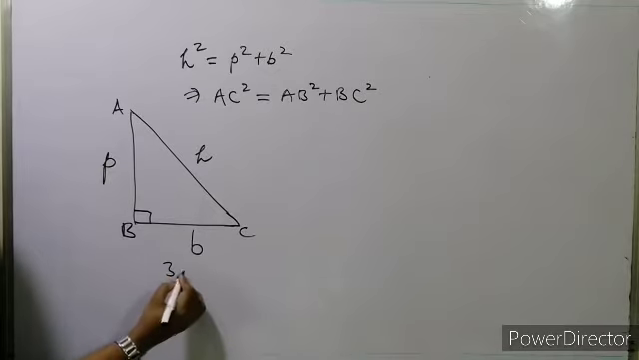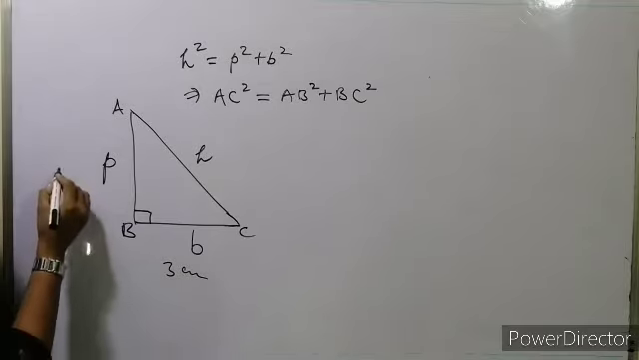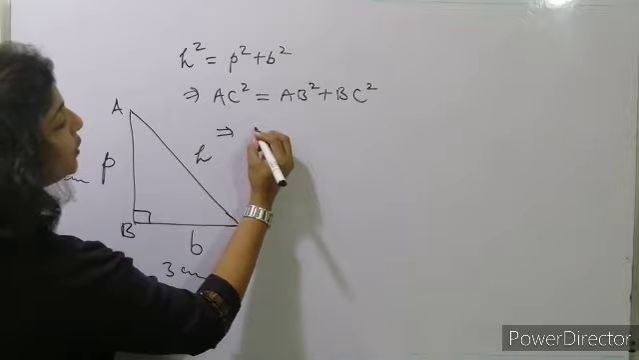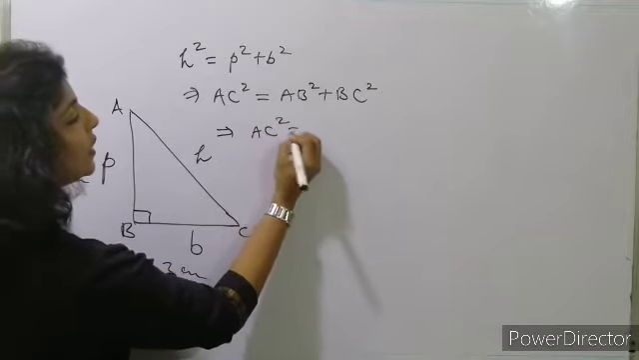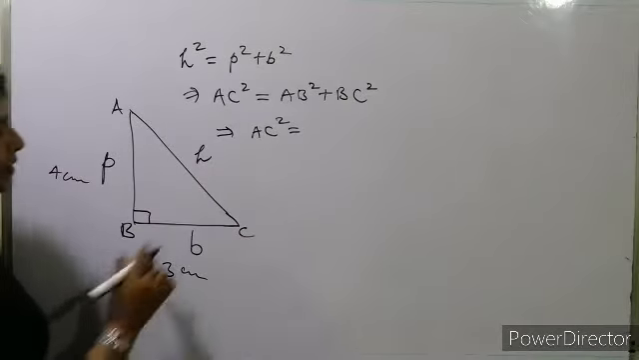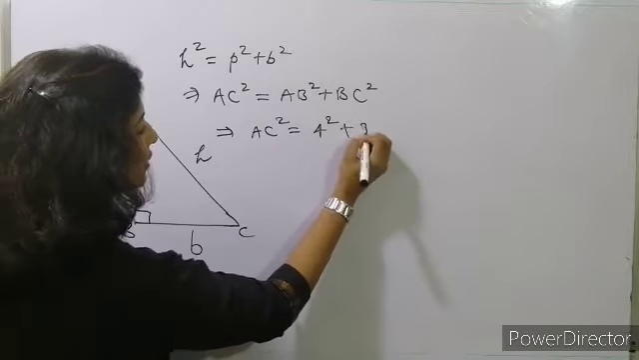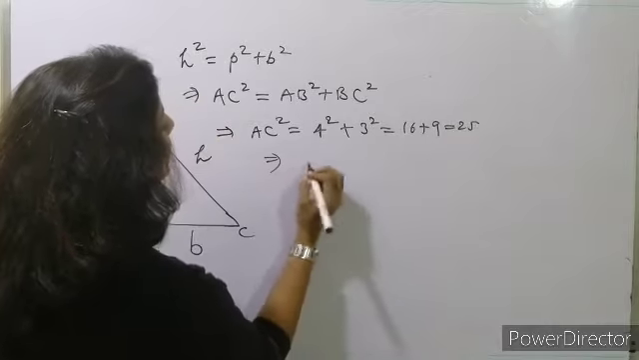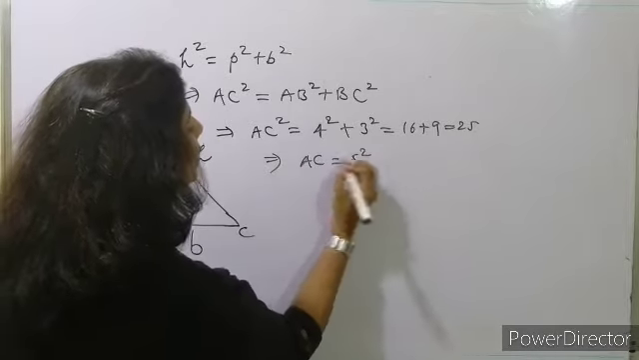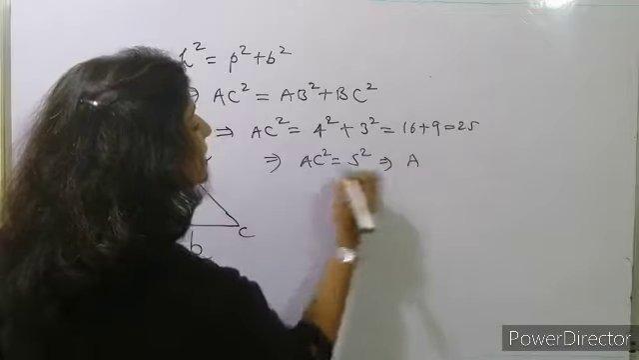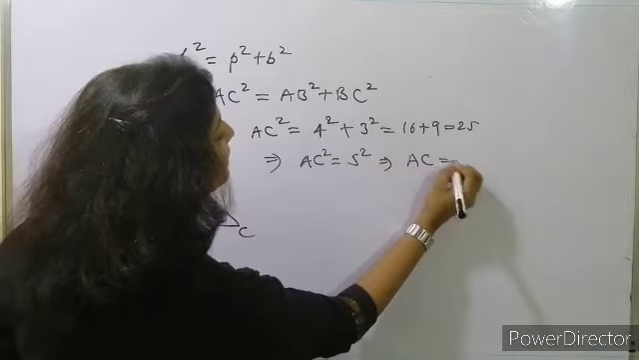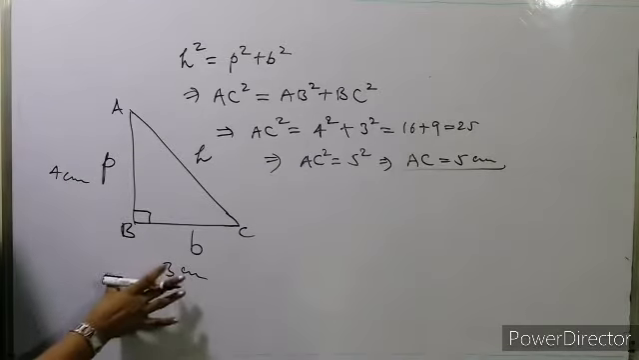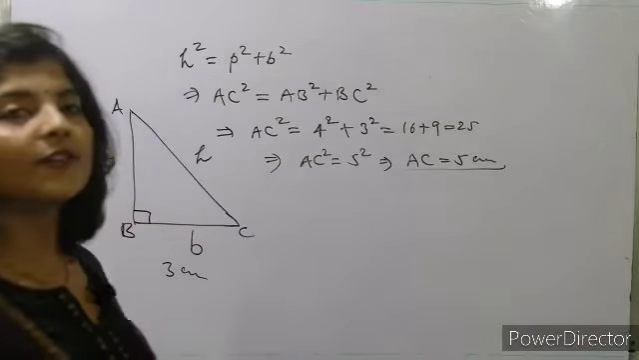is 3 centimeters, and if this is 4 centimeters, then this will be 5 centimeters. Why? Because AC square will be equal to 4 square plus 3 square, that is 16 plus 9, that is 25. 25 means AC will be equal to 5 square, so AC will be equal to 5 centimeters. So this way we have to find out the sides.